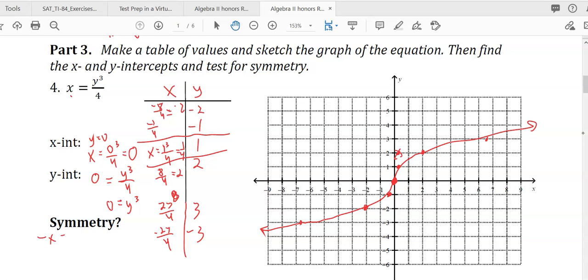So -x equals (-y) to the third divided by 4. Well, (-y) to the third is always negative. So that's -x equals -y to the third over 4, or y to the third divided by 4 equals x. Both terms change sign, so that is the same function. So it does have what's called origin symmetry, and it looks like it does. Right? I just had to prove it. So it looks like you spin it around like a pinwheel and it spins on top of itself.